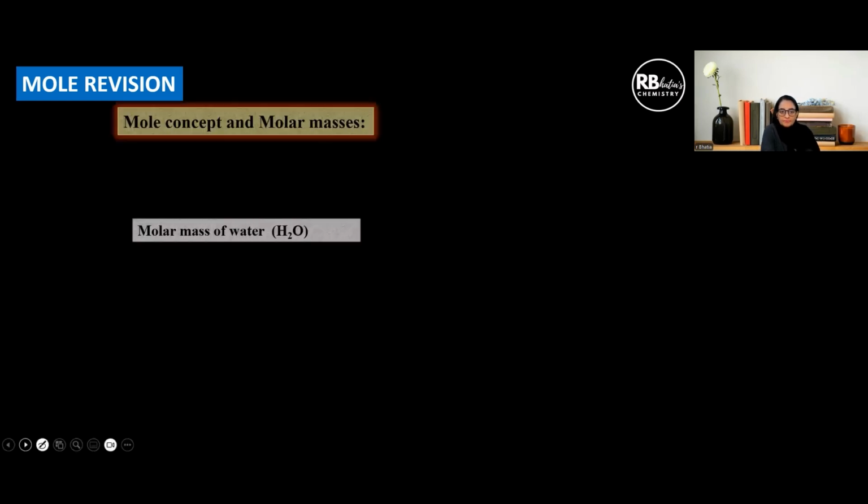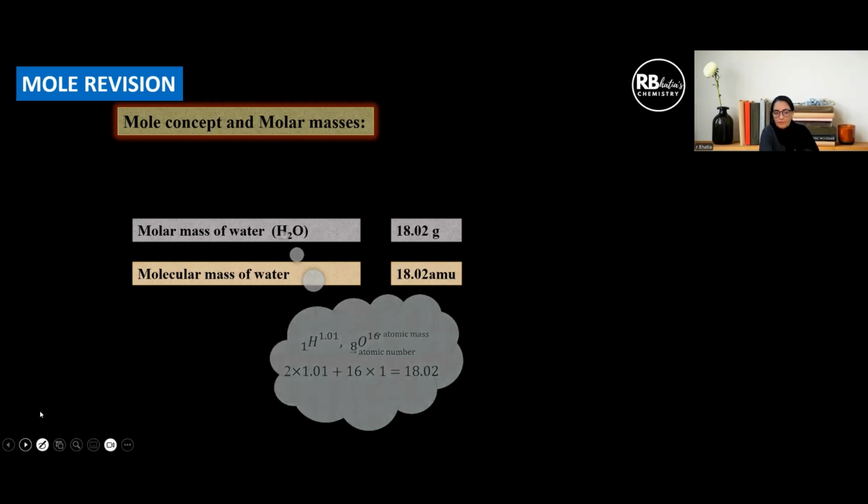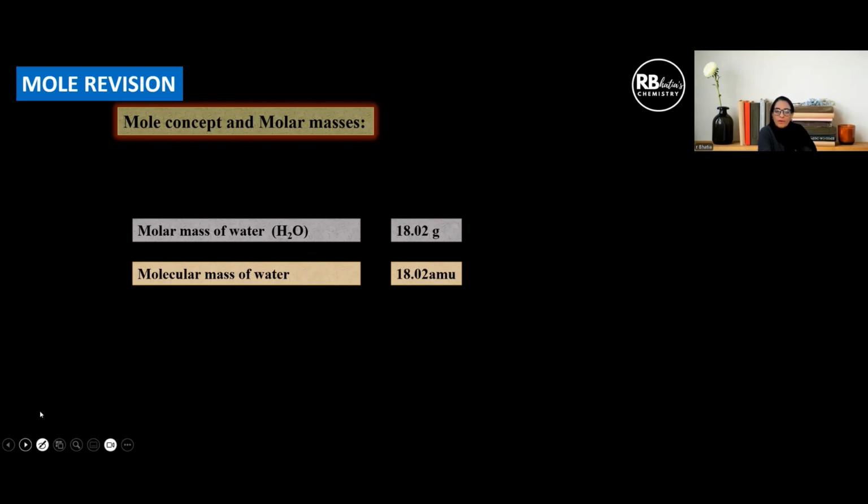Next, we come to what is the molar mass of water? Molar mass means mass of 1 mole, that is 18 gram. But what is the molecular mass of water? It is the mass of 1 molecule. It is 18.02 U. Molar mass is also gram molecular weight, and molecular mass is just molecular mass. Molecular mass is the mass of one molecule. Then we've already discussed this, 1 U is equal to 1 upon Avogadro number.